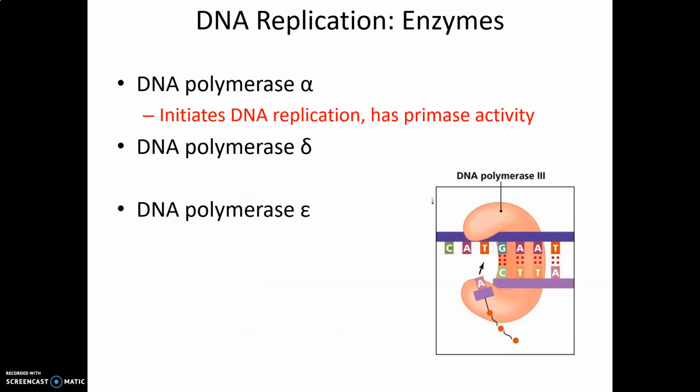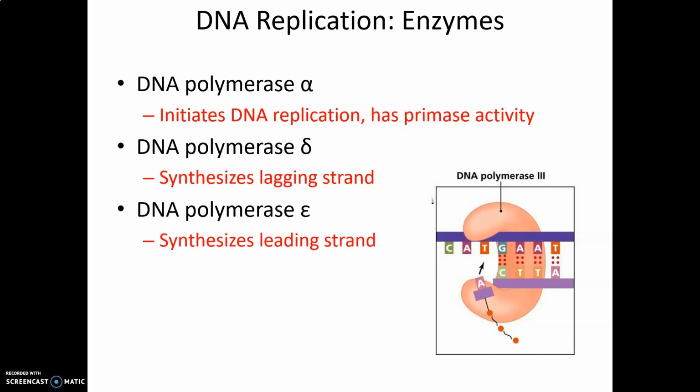Now they also have a series of polymerases. So alpha initiates DNA replication. What does that mean? Excuse me. It starts it off. Alpha has primase activity, which means DNA polymerase alpha can create a primer. DNA polymerase delta synthesizes the lagging strand. So delta is responsible for creating Okazaki fragments. DNA polymerase epsilon synthesizes the leading strand.